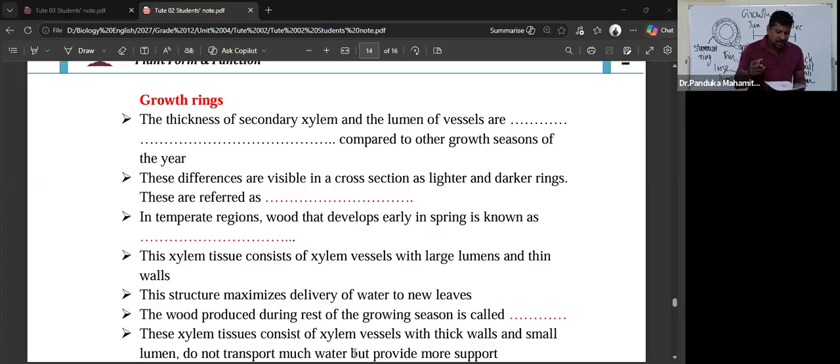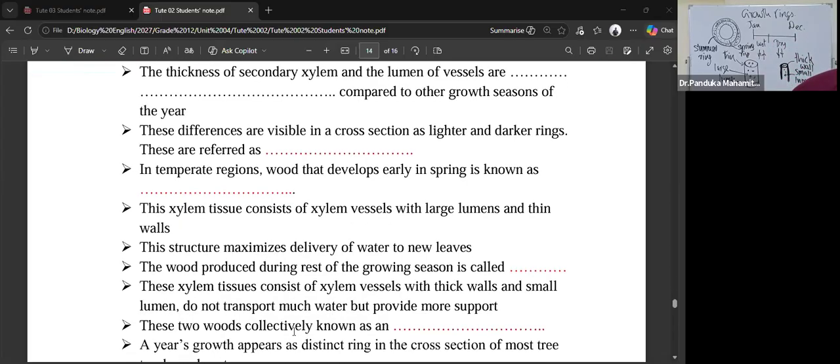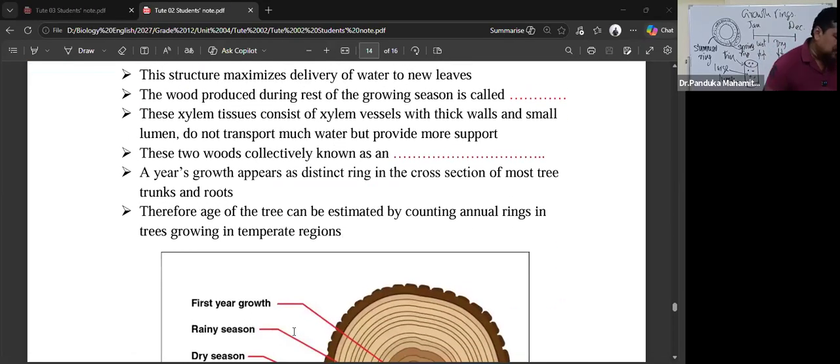The wood produced during the rest of the growing season is called the summer wood. These xylem tissues consist of xylem vessels with thick walls and small lumen. They do not transport much water but provide more support.